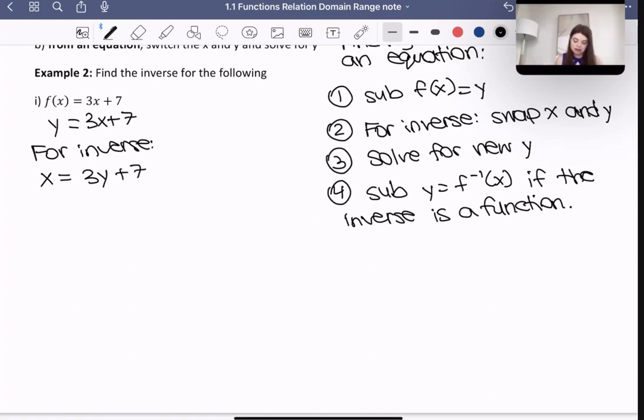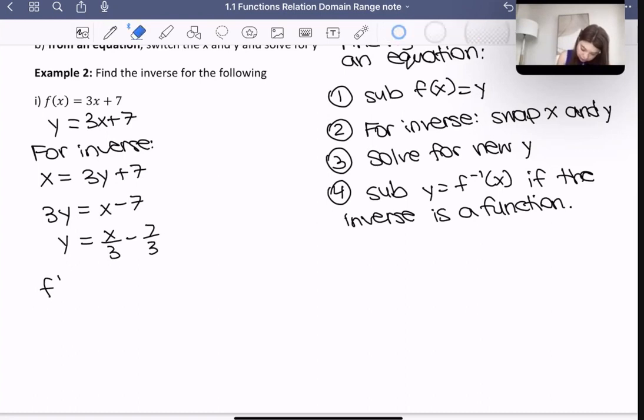So I'm going to subtract 7 from both sides to get 3y equals x minus 7. Then I'm going to divide both sides by 3, so I will get y equals x over 3 minus 7 over 3. And this is indeed a function, right? This is another y equals mx plus b scenario, and it's not a vertical line itself. So therefore, we can use our new function notation.